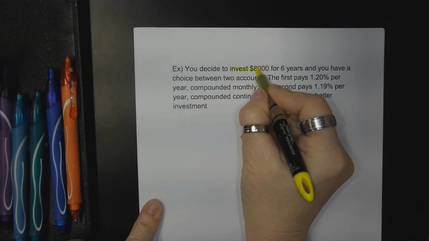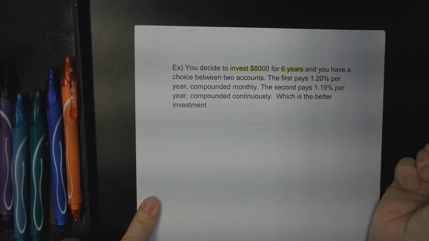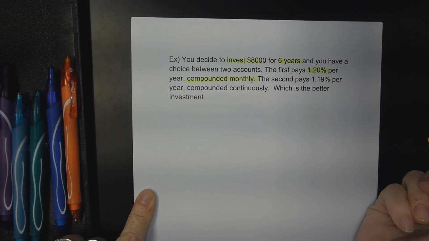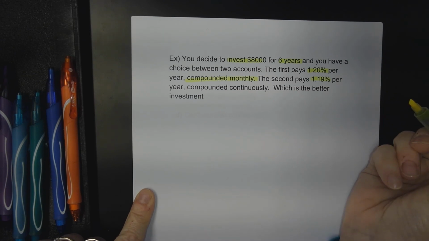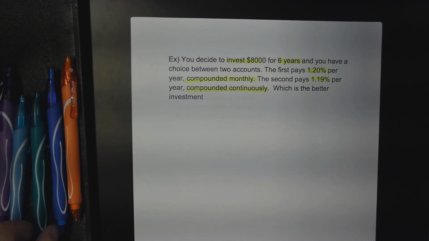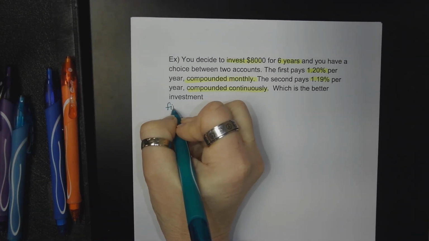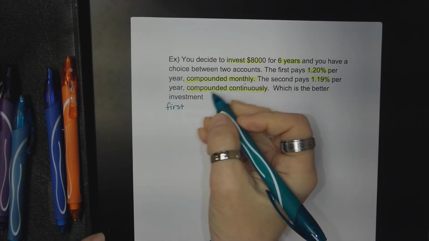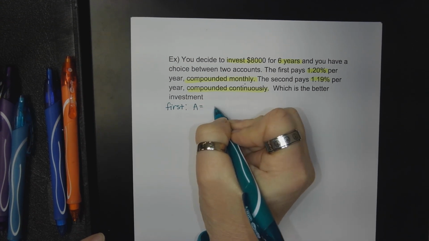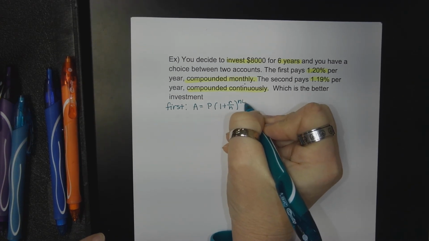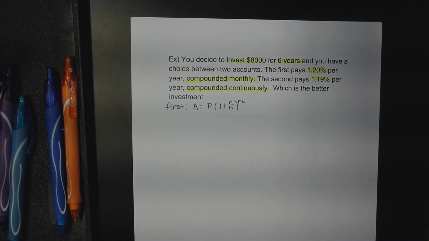So we invest $8,000 for 6 years. The first account pays this much interest, but it's compounded monthly. Now, the second pays 1.19%, and it's compounded continuously. So let's look at the first account. Since it's compounded monthly, we know we're going to use P times (1 plus r over n), all raised to the nt, because we're going to have n periods of compound. Okay.